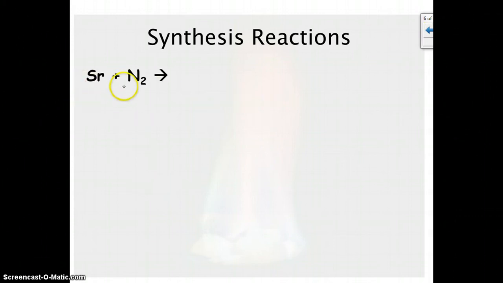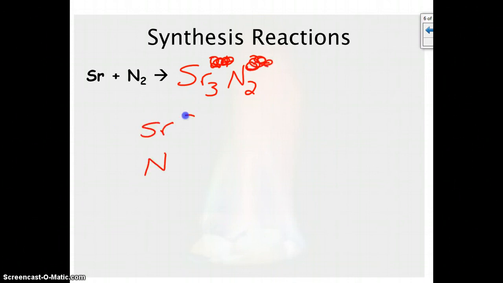Okay, Sr and N2, remember that 2 is there because N is a diatomic element, one of those that can never be by itself. All right, Sr and N. Sr is 2 plus, N is 3 minus, so when you swap and drop, you get Sr3N2. Okay, all right, now we have to balance the equation. So we have Sr 3 and 2 and 2 and 1. So we need 3 Sr's on this side, and then we have a balanced equation.